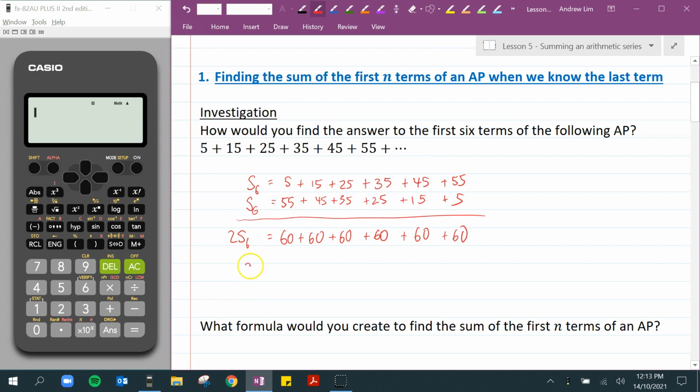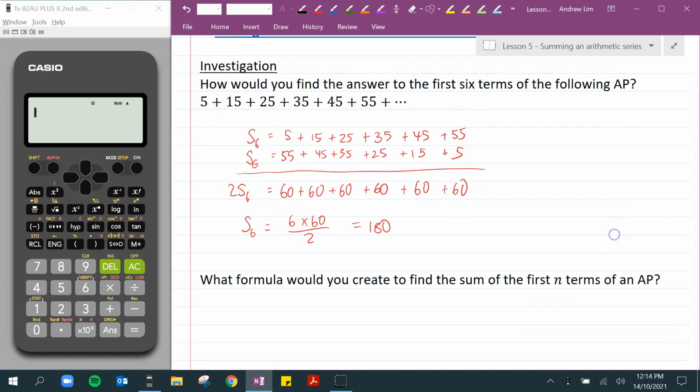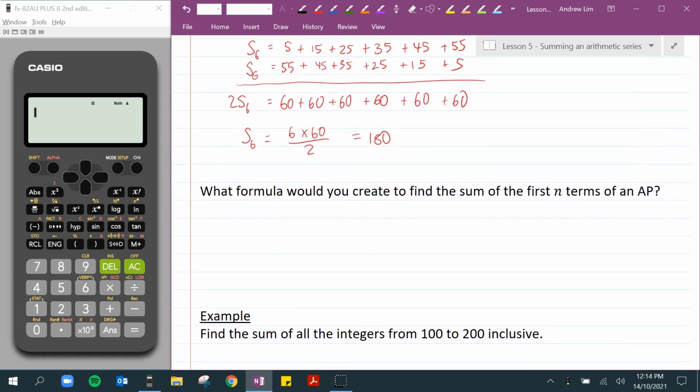So if we wanted the sum of the first 6 terms, all we need to do is, well, there's 6 of them, 6 times 60, and divided by 2 because of that 2 there. So that's pretty much 3 times 60, which is 180. So if we were to use that and actually create a formula from it, what formula would you create to find the sum of the first n terms of an AP?